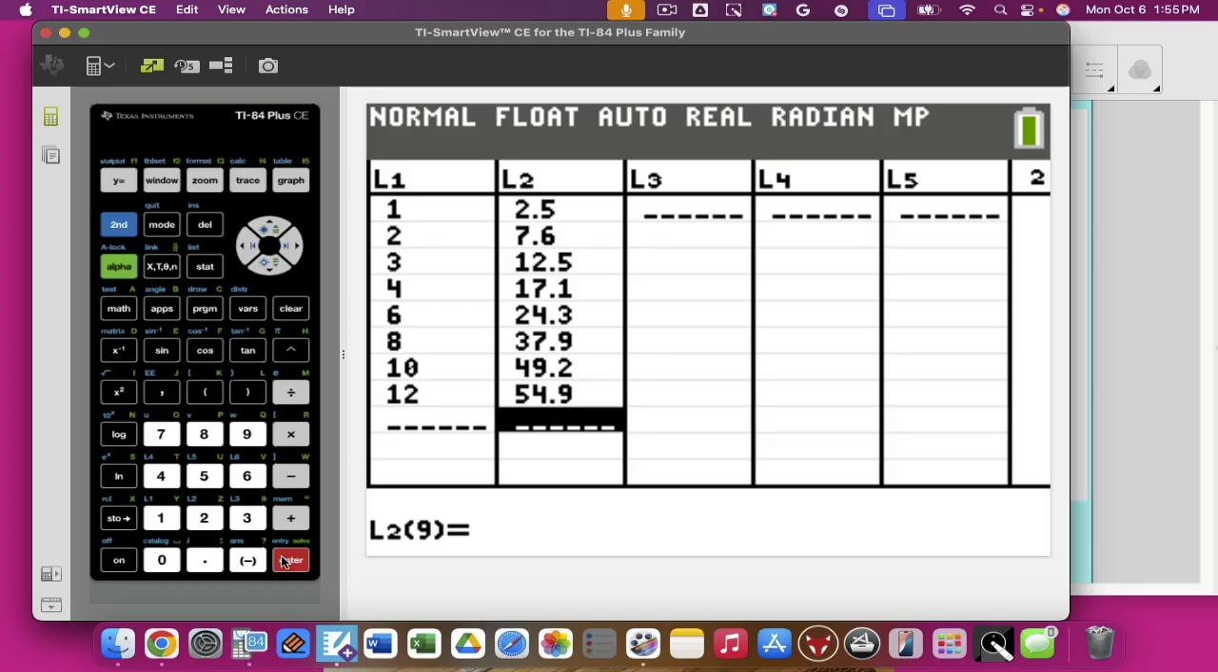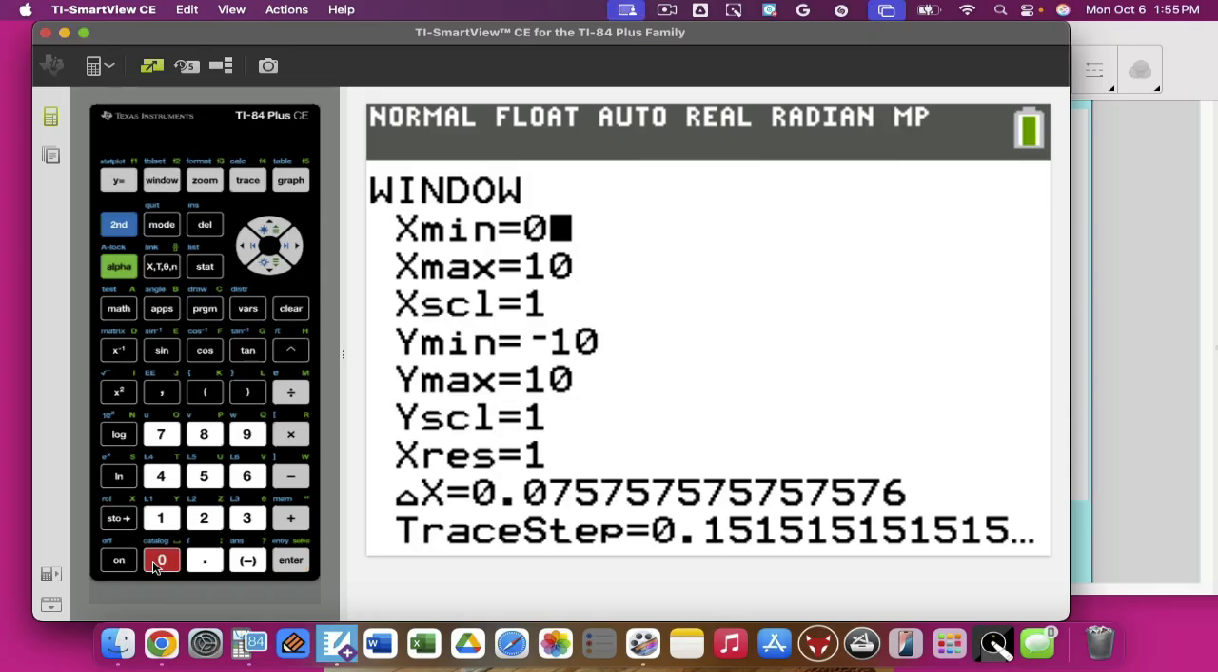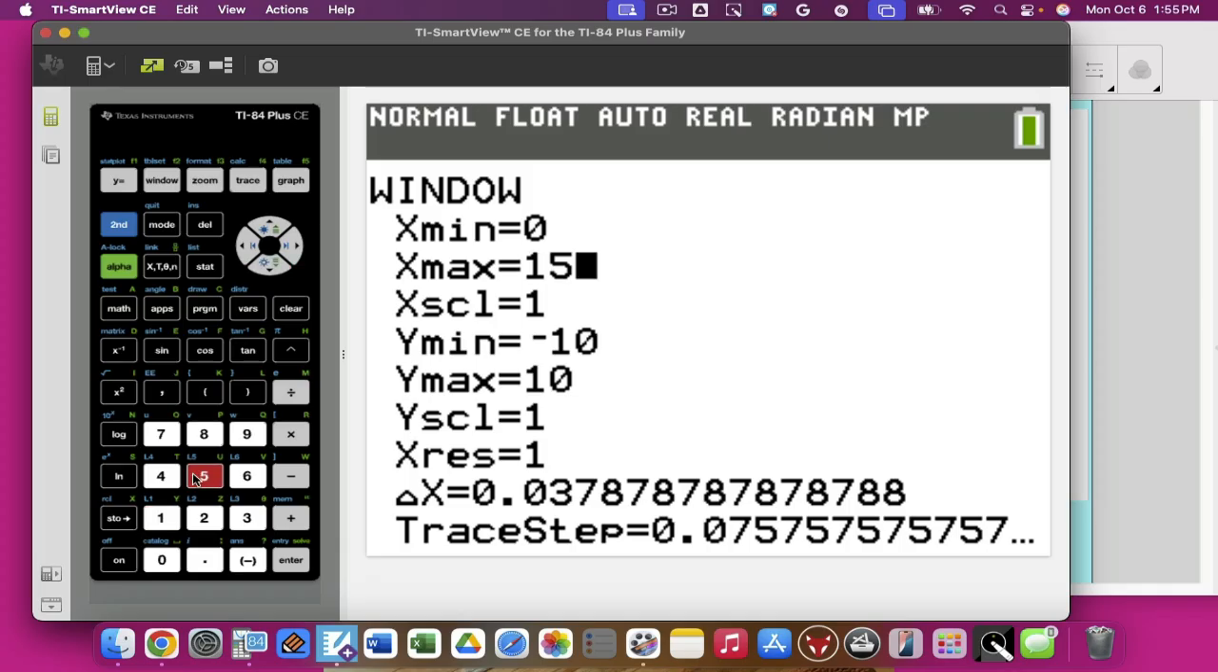Okay, the next thing I would do is adjust the window. Our lowest X can be 0. What's the biggest x on there? 12? A lot of x's, my goodness. 15? 15 for the max. Our lowest y can be 0. What's our biggest y? So 60. Yeah, let's go 60. Just give yourself a little room to see. Okay? 60 is fine. I hit graph.